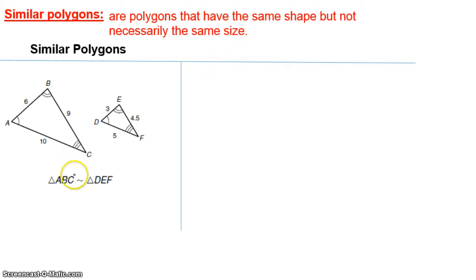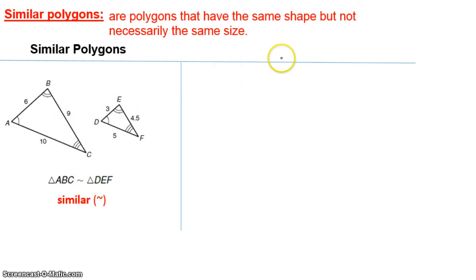Now, the other thing I want to point out here is the similarity symbol. The similarity symbol you see actually is the congruency symbol with the equal sign taken out of that. And the reason for that is because we have some congruency, but not all.